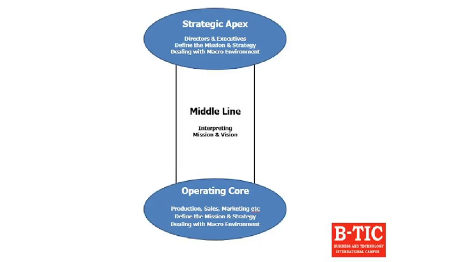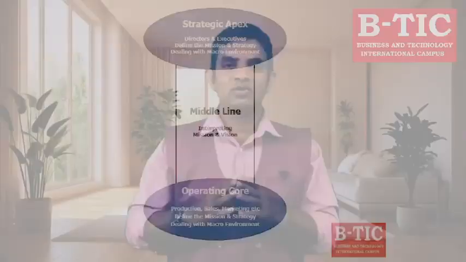To do this, we have to have the middle management, or middle line, that connects these two departments, the strategic apex and the operating core. They interpret the mission and the vision of the strategic apex so that the operating core can do all their activities daily accordingly.